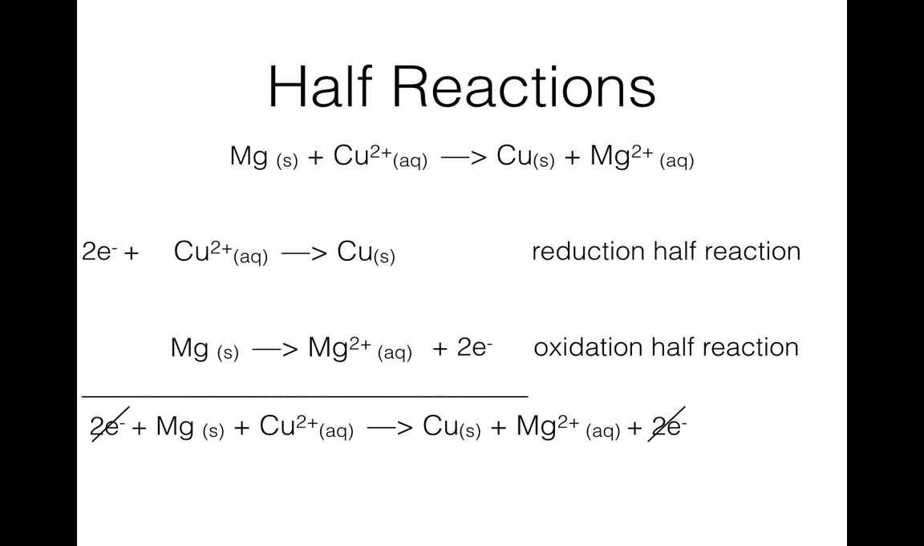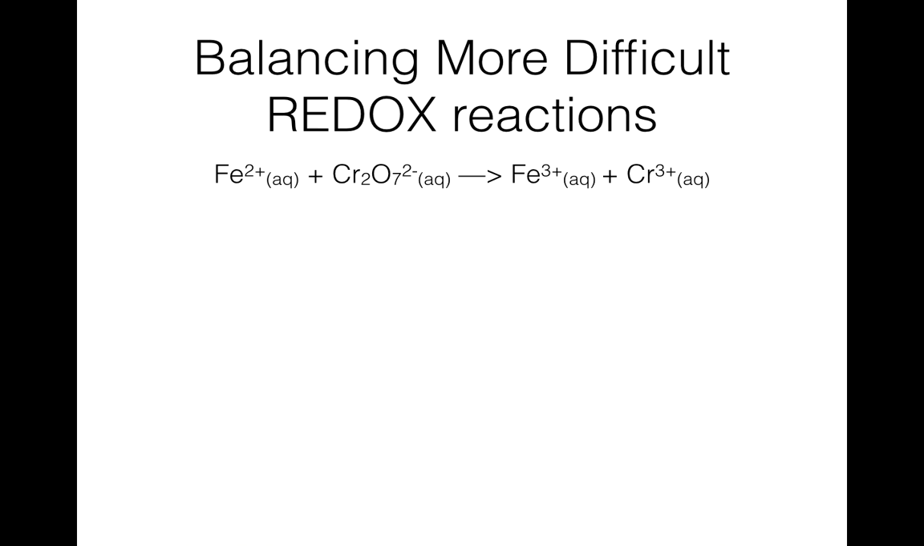But the whole reason we went through this process of half reactions is that sometimes you get more difficult redox reactions to deal with, such as this one where we have iron 2 plus reacting with dichromate to form iron 3 plus and chromium 3 plus. This one may not be particularly obvious right off the bat how to balance on its own. So we can take it through the same process.